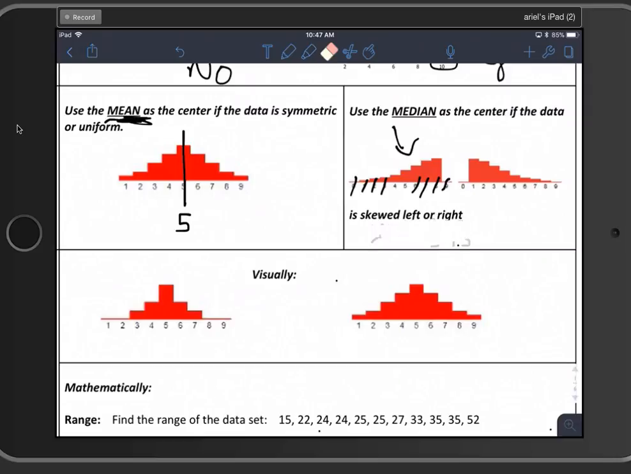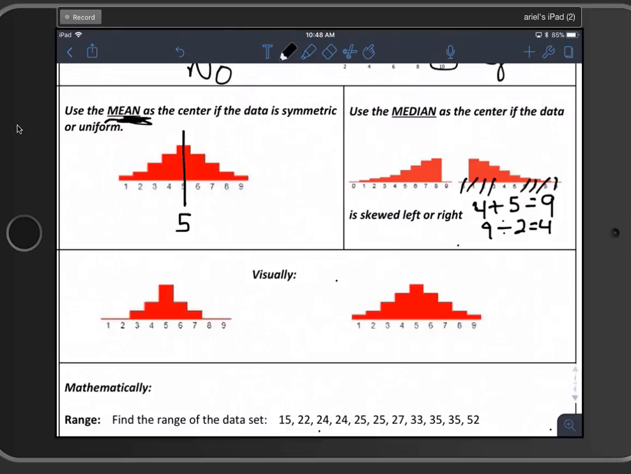All right, let's see if you did this one right. So we went ahead. Look at that, we got the same one. So hopefully you were able to just repeat what we did on the left. You add the 4 plus 5, it equals 9. 9 divided by 2 equals 4.5, which is our median.